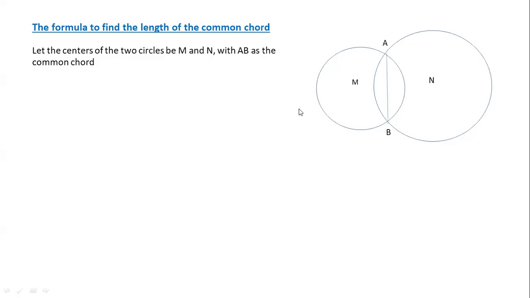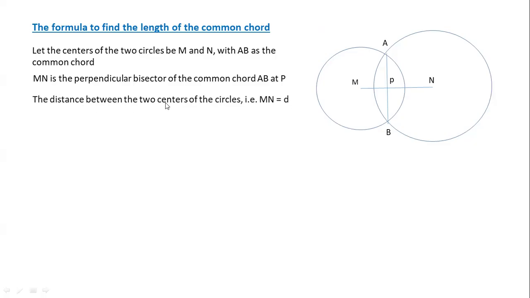What is the common chord? Here, AB is the common chord. Understood? Now, MN is the perpendicular bisector of chord AB at P. Suppose you join these two centers, it becomes a perpendicular bisector. It will be perpendicular to the chord, intersecting at point P. Bisector means it divides this chord into two equal halves. That is, AP and PB must be equal.